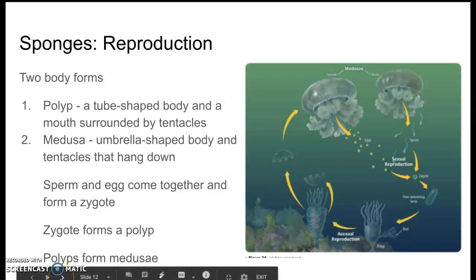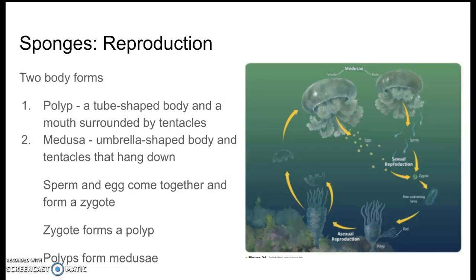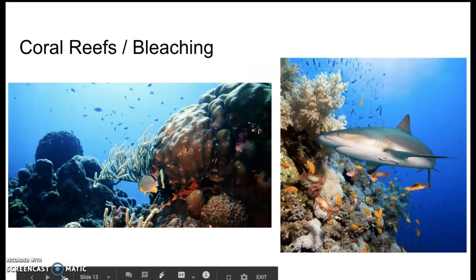One more thing. These organisms are hermaphroditic, so they can produce eggs and sperm that can be released. They can produce both, many of them.